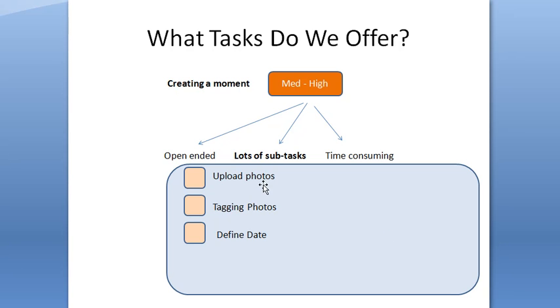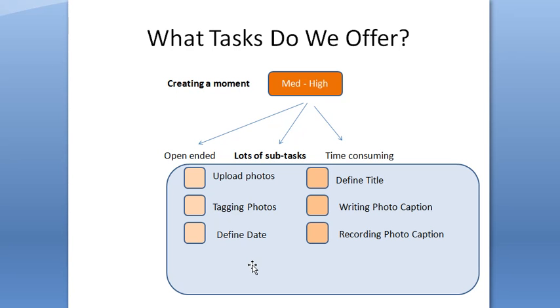Within the task of creating a moment, there are some low participation tasks. Things like uploading photos, tagging photos, defining the date. Those are all very simple, straightforward, kind of low participation tasks. We've got some a little heavier tasks like defining the title. There's a lot of different titles that we could go with, or writing and recording captions. But again, those are fairly straightforward. The hardest by far is writing the story.